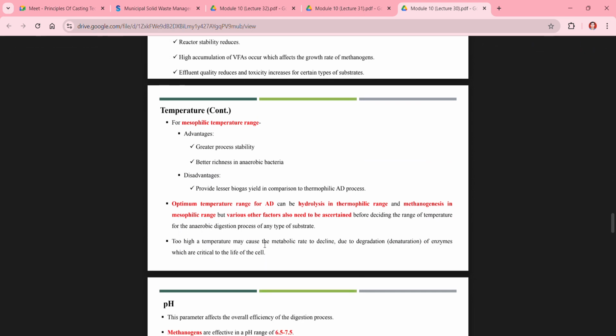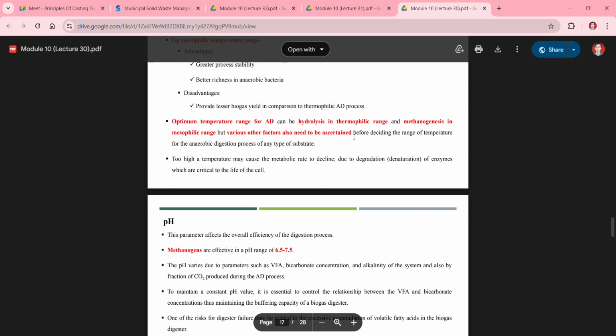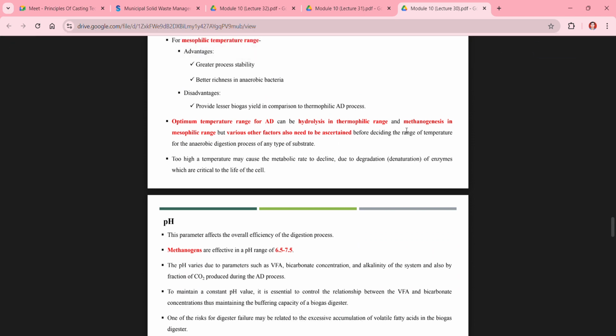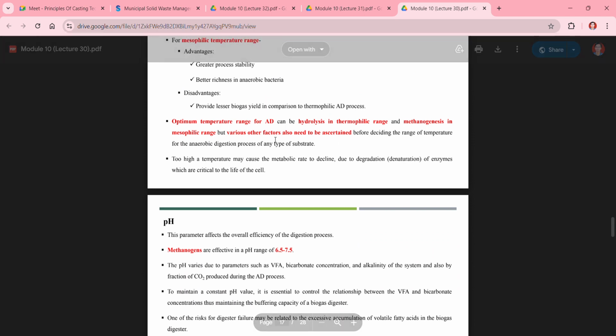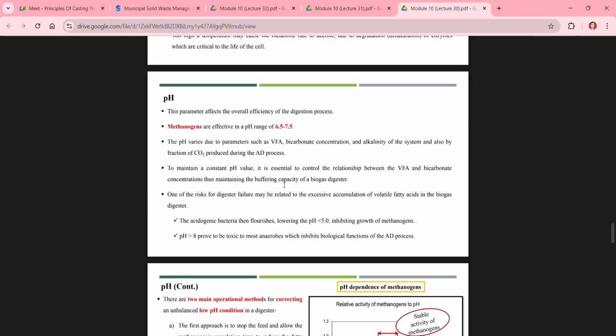Then for the mesophilic temperature range, the advantages are greater process stability and better richness in anaerobic bacteria generation. Some disadvantages are a lesser biogas yield in comparison to the thermophilic anaerobic digestion process. So the optimum range for AD can be hydrolysis in the thermophilic range and methanogenesis in the mesophilic range. But various other factors also need to be ascertained before deciding the range of temperature for the anaerobic digestion process, like pH.